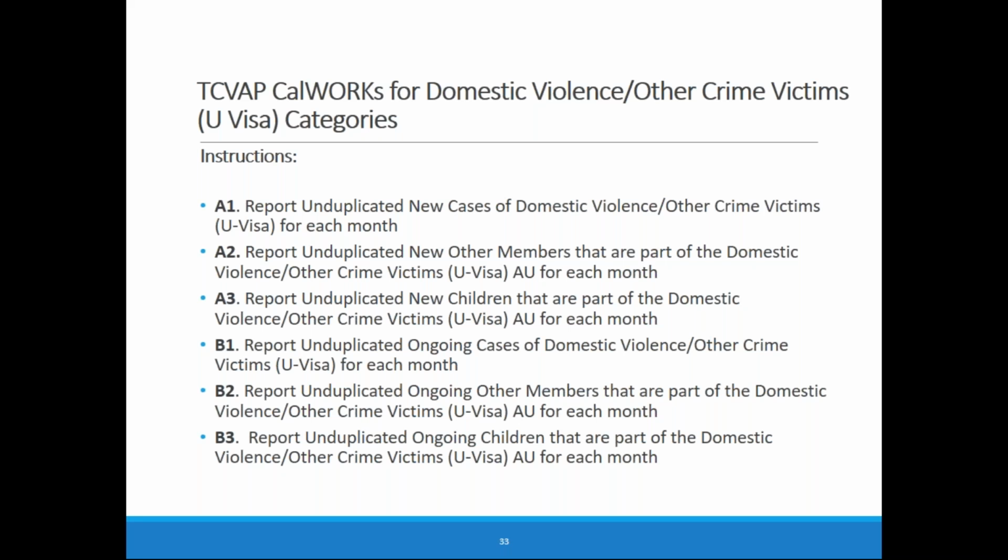Ongoing cases for this category are captured in the next three columns. Column B1 to report unduplicated ongoing cases of domestic violence or other crime victims for each month. Column B2 to report other members that are part of the assistance unit. And column B3 to report children that are part of the domestic violence or other crime victims assistance unit for each month.